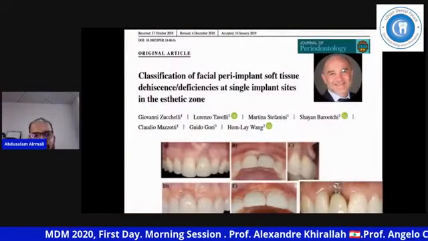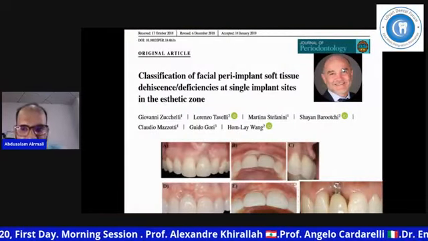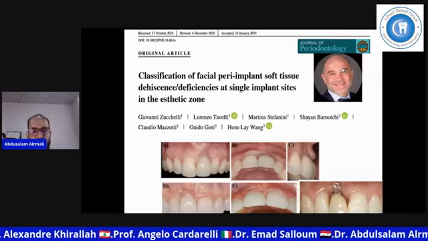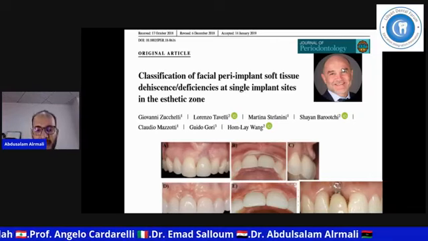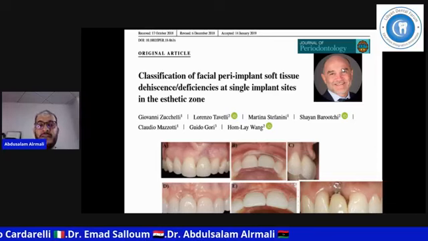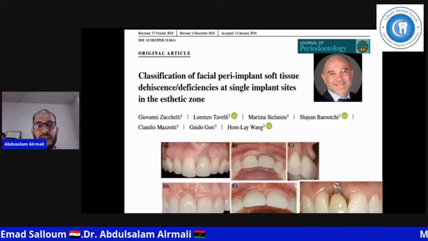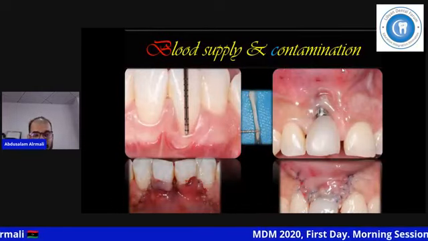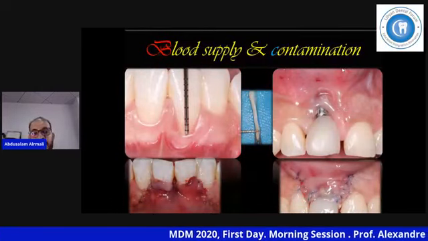Okay, many cases. So there is a classification by Zucchelli for the peri-implant soft tissue dehiscence or recession, either at a single implant site. He divided the recession into 4 types. So I can summarize now the technique.